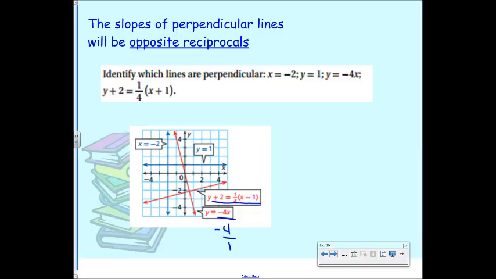Okay? And then what about the blue ones? What's the slope of the horizontal line? 0. What's the slope of a vertical line? Undefined. Are these two lines perpendicular? Yes. If one is horizontal and one is vertical, they're perpendicular because one goes straight up and down and one goes straight across. All right? So this would make a right angle.